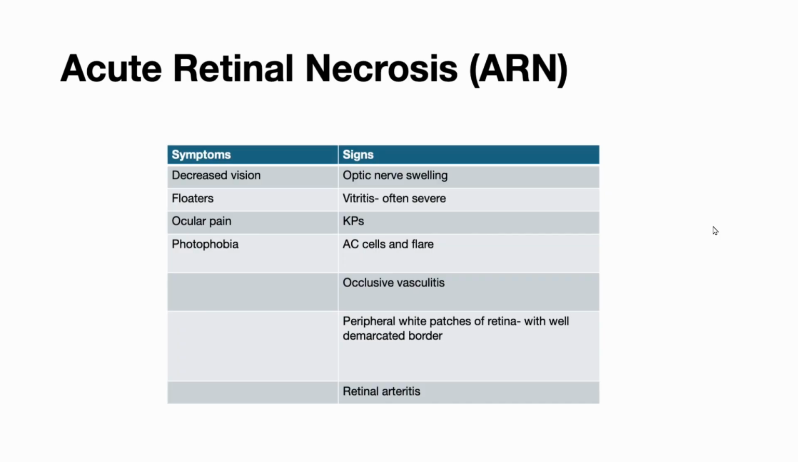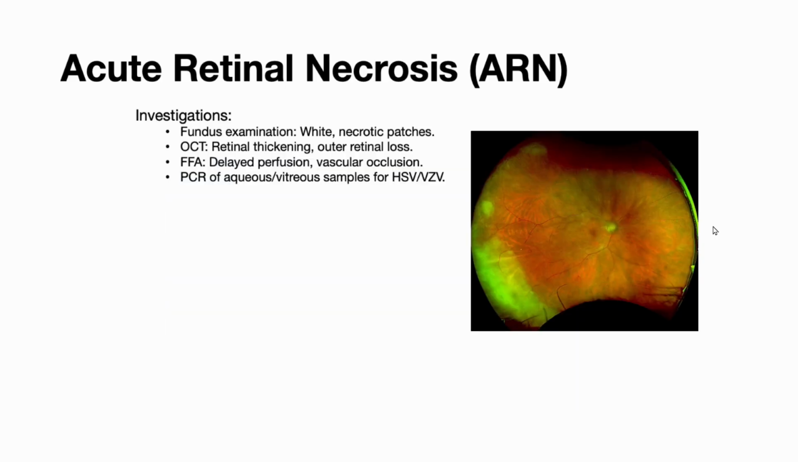Patients typically present with floaters and blurred vision, and in cases with significant anterior segment inflammation, there'll be ocular pain, injection. Vision loss tends to be more significant or worse in those with severe vitritis. The diagnosis of ARN is primarily clinical, supported by imaging and laboratory findings.